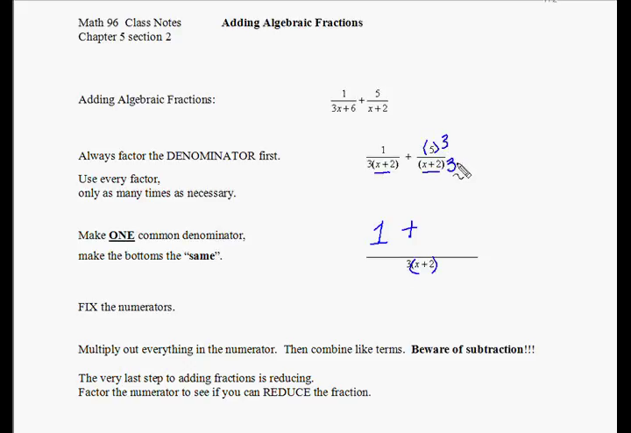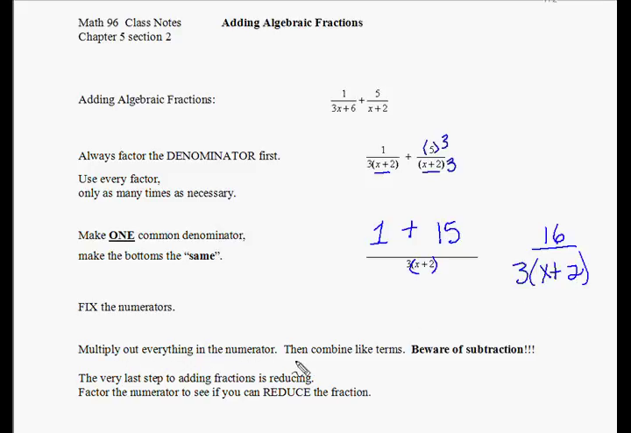So if I multiply both the numerator and the denominator by 3, that means I'm multiplying the whole fraction by 1. I haven't changed anything. So I've got down here 3 times 5, which is 15. On this long line, I never write down the factors. I always distribute it out and write down what I get. So 1 plus 15 is 16 over 3 times x plus 2. And that's how you add fractions.